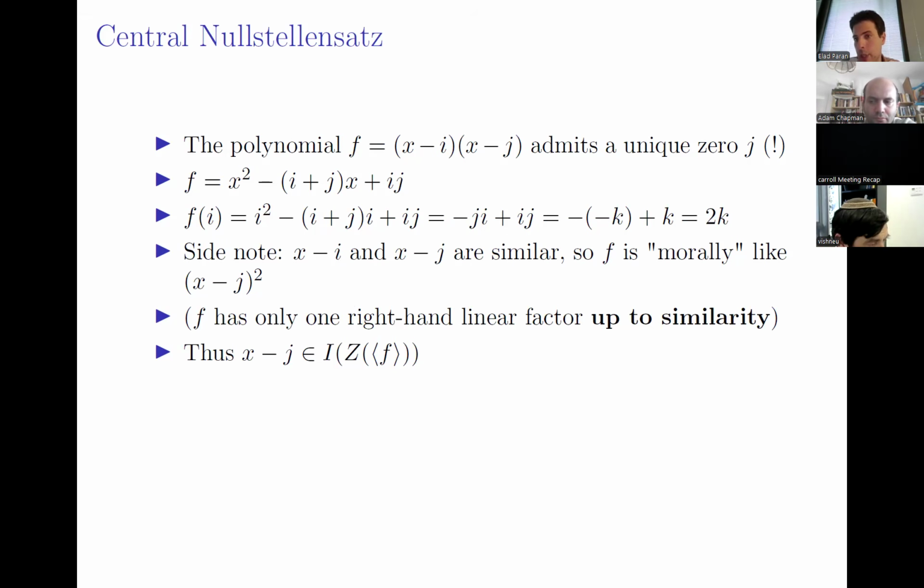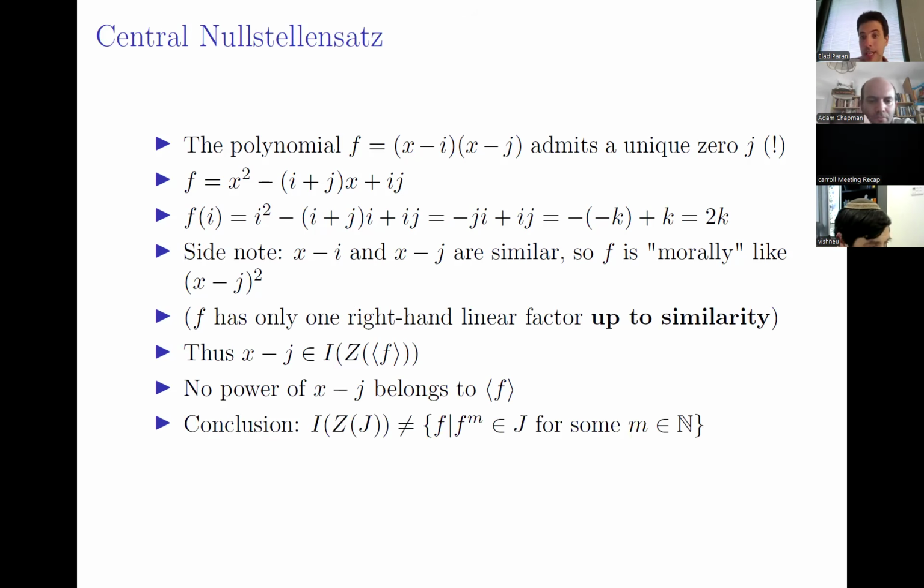So this just means formally that x minus j belongs to the ideal of polynomials vanishing at Z of the ideal generated by f. But then you can check by hand that no power of x minus j belongs to this ideal, which means that I of Z of J is not the set of roots of elements of J. Okay, so when you see this, then immediately you ask, so it's not our first guess, then what is it? What is this ideal? It has to be something. We should be able to describe it.